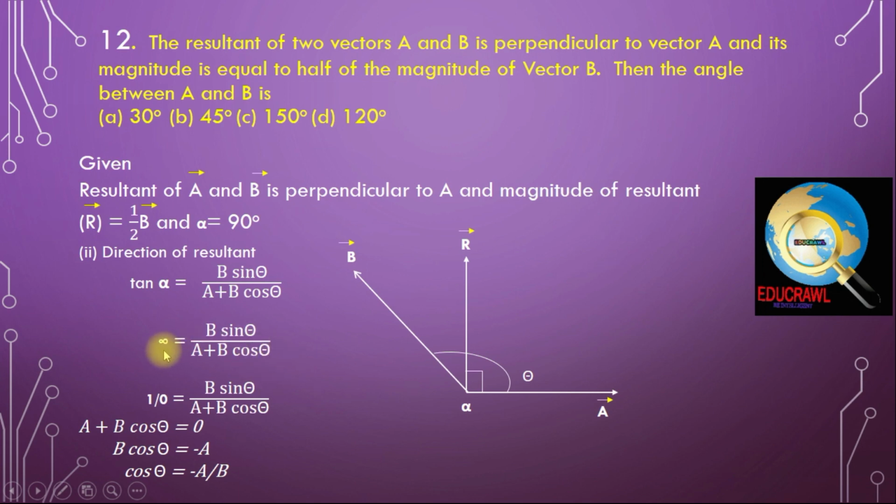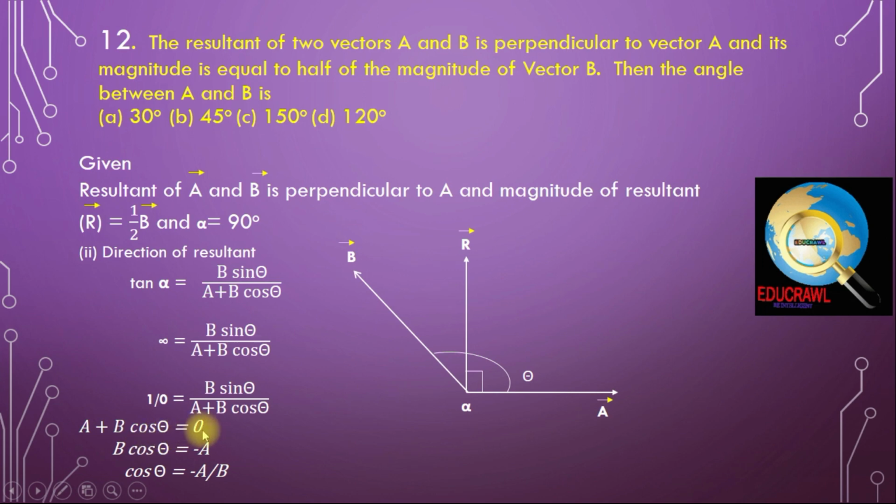We know the value of infinity. How do we write infinity? Infinity is written as 1 by 0. Anything divided by 0 you call infinity. So 1 divided by 0 is equal to b sin theta divided by a plus b cos theta. That is, b sin theta is equal to 1. The numerator we are combining, and the denominator we are combining. When you combine the denominator, you get a plus b cos theta is equal to 0.